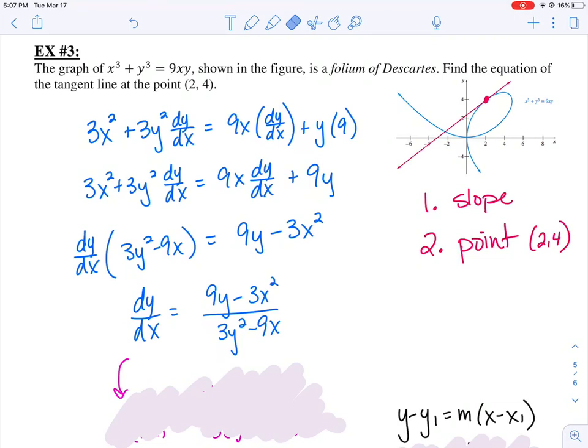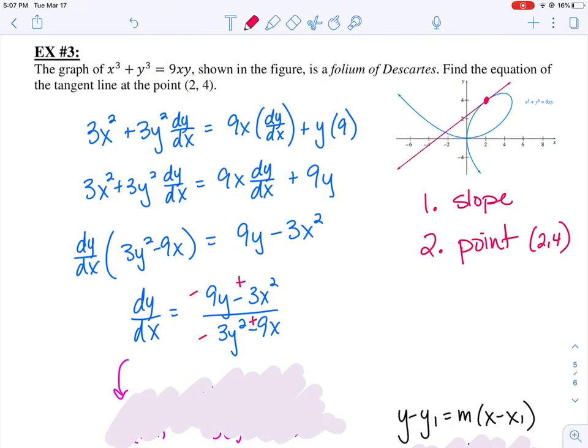I ended up getting the derivative, dy over dx, is equal to (9y minus 3x squared) over (3y squared minus 9x). Now it looks like you could reduce all four terms by 3 if you'd like to. Also, I want to tell you that if you moved it to one side and I moved it to the other side, your answer might look a little bit different. If every single one of the signs is opposite of mine, your answer is the same as mine. But make sure every single one is changed or opposite of mine. If that's the case, your answer is fine. You just moved it to one side when I moved it to the other side. Okay?